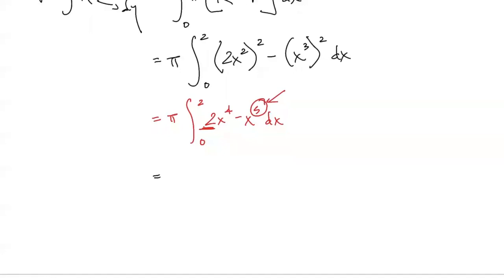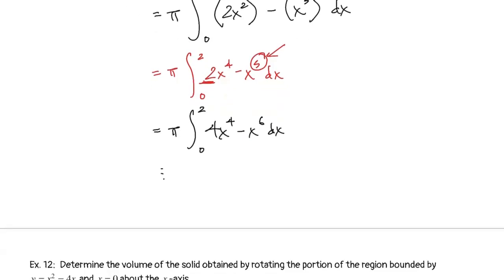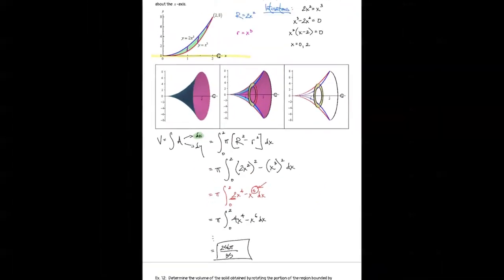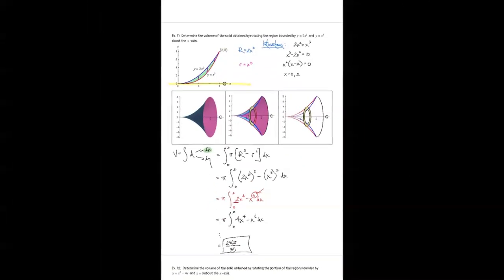Okay. All right, but how about a right answer, right? We have pi, the integral from 0 to 2. We're going to have 4x to the 4th minus x to the 6th dx. All right, that's going to be a little power rule situation. And then we should end up with 256 pi over 35 as our answer. Okay, so let's get that all on one page for you.